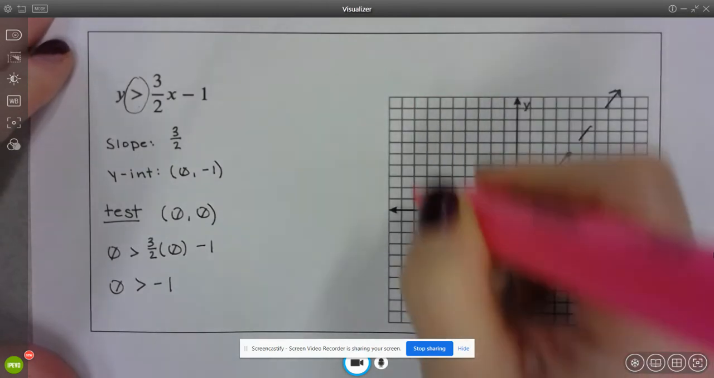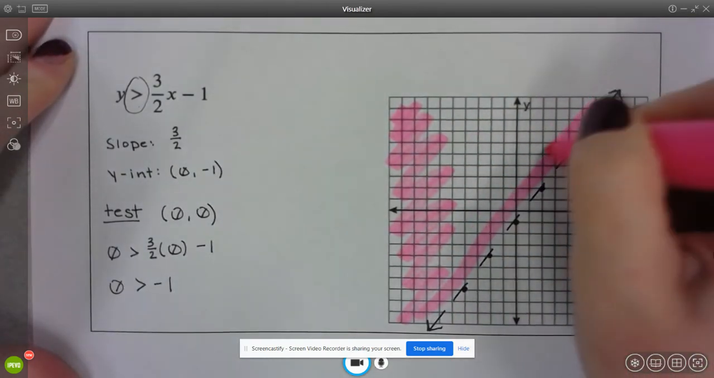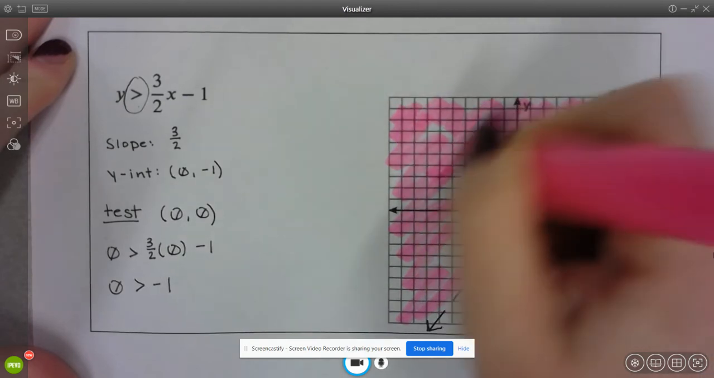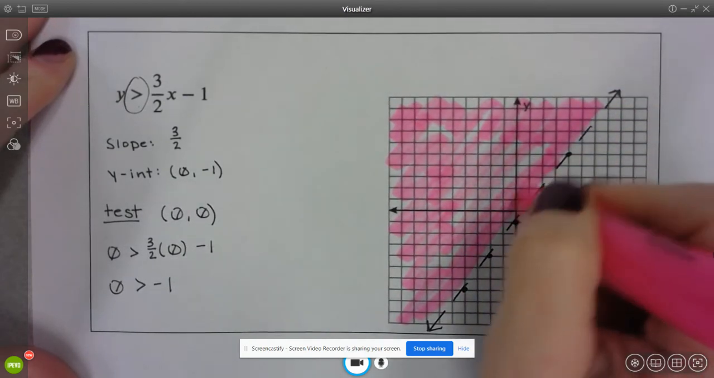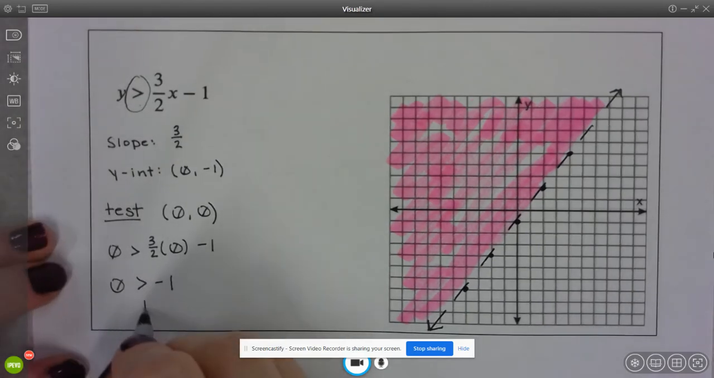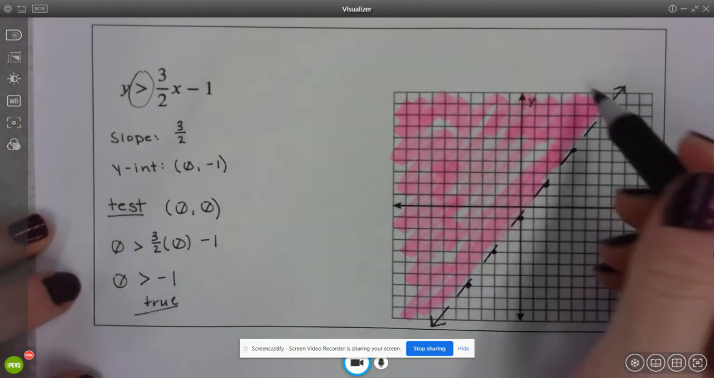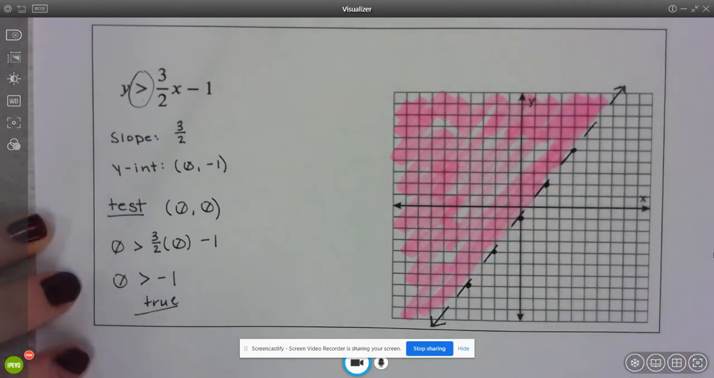So I'm going to shade in everything that is up here above this line because (0, 0) is included as part of my solution, because this is in fact true. So thinking back to yesterday, if it's a true statement, that means that point is part of the solution set. So all of these points in here in this pink shaded region are part of my solution.